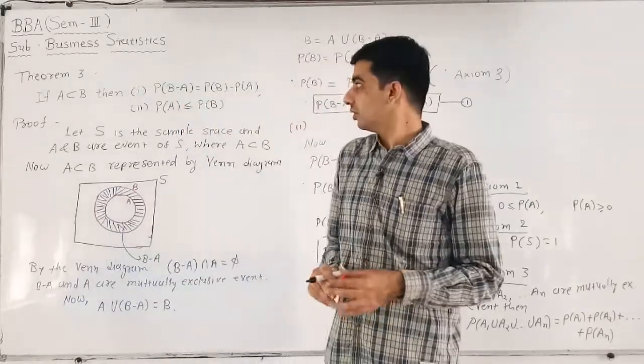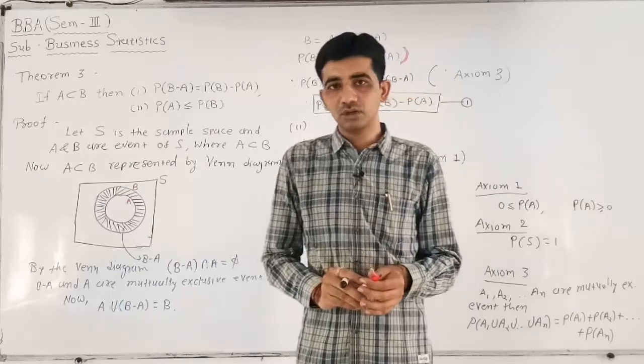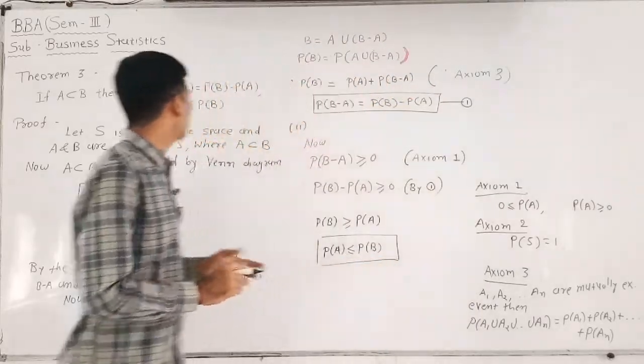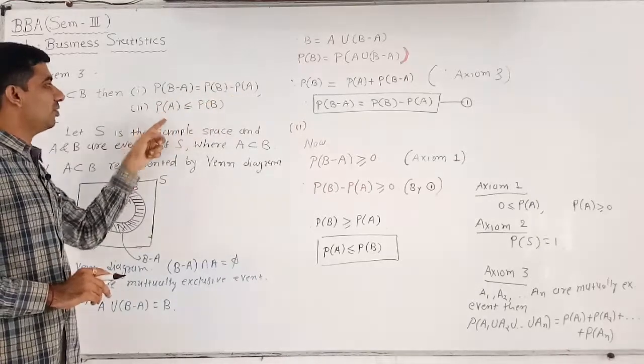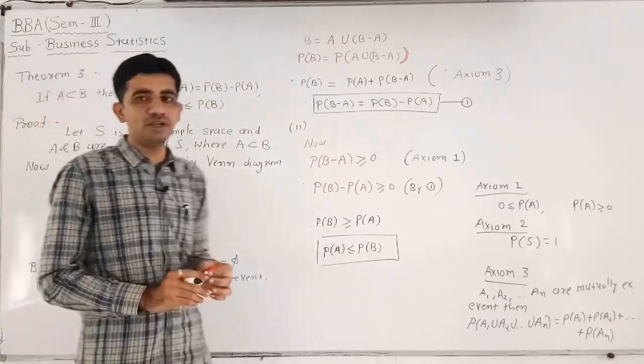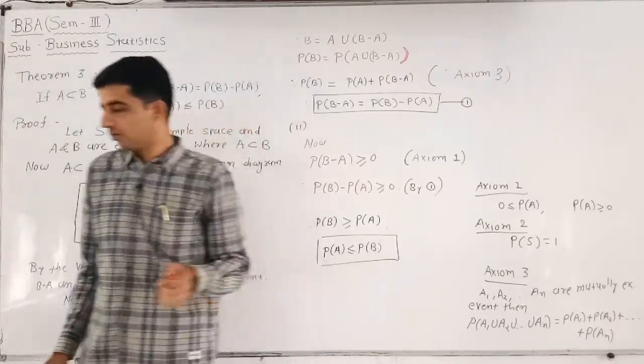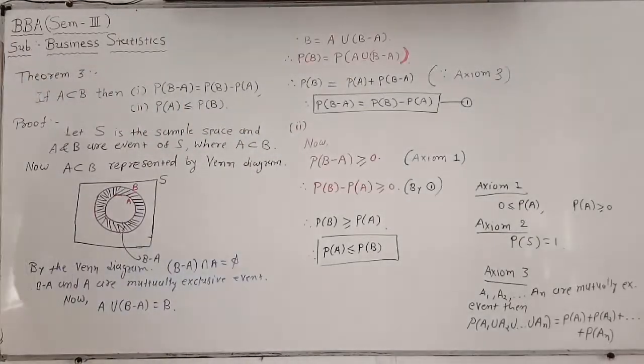So the theorem number 3, steps 1 and 2: P of B minus A is equal to P of B minus P of A, and P of A less than or equal to P of B, completed. Now corollary 1 we have already seen in the last lecture, but let's talk about it again. Now I am removing this proof.